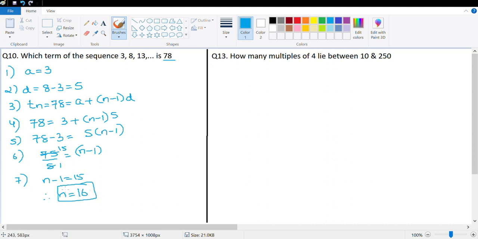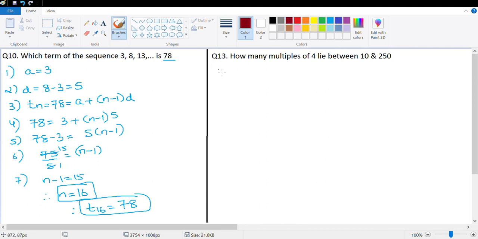So the 16th term is 78. Therefore, T16 is equal to 78. So the 16th term of this AP is equal to 78.